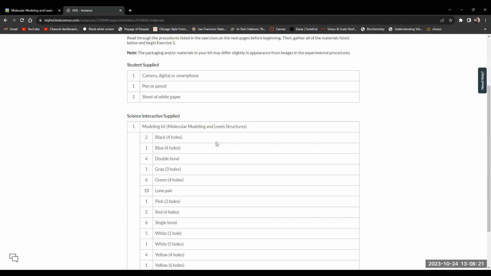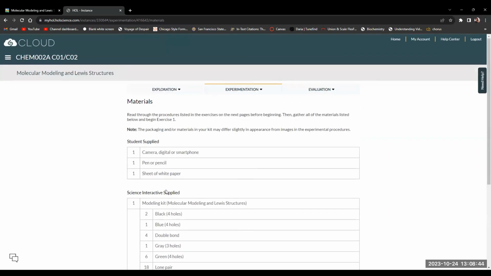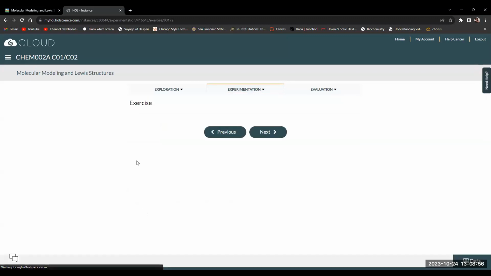So real quick, who didn't do the exploration? So everyone did it? Okay, so I guess everyone did it. That means we could get started with the first page.